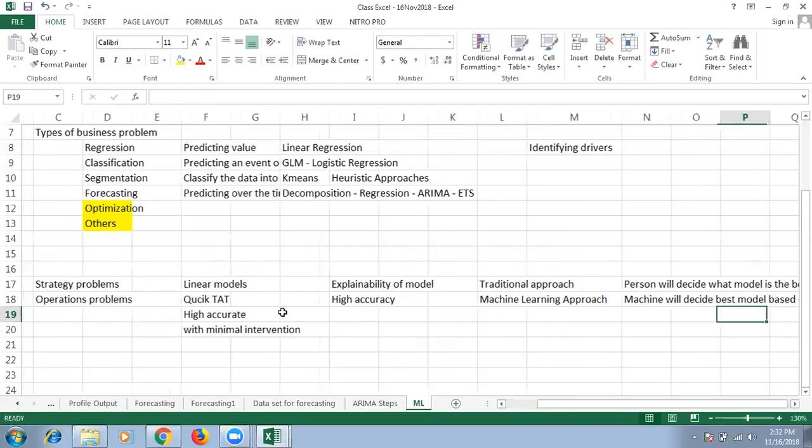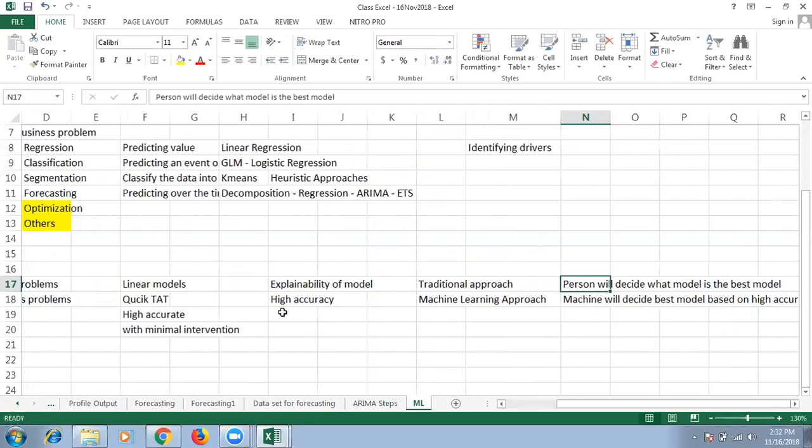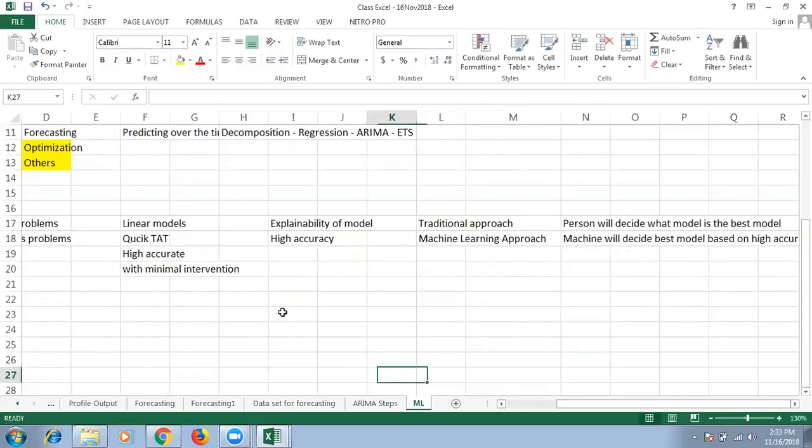In the traditional approach, a person will work on the model and decide what model is best. But in the machine learning approach, a machine will help you get the best model based on high accuracy. Of course, the commands will be provided by humans only, but within the limitations of those commands, the machine will identify the best model for you.